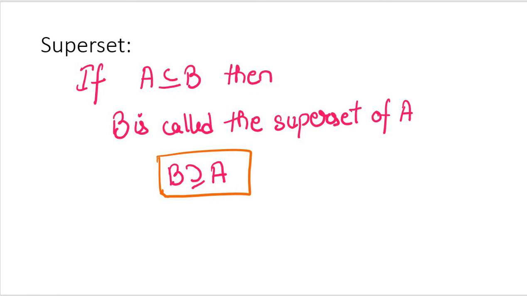So if suppose I have A as a subset of B, then B is simply called the superset of A, and you can write it as this, and you have to read it as B is a superset of A.